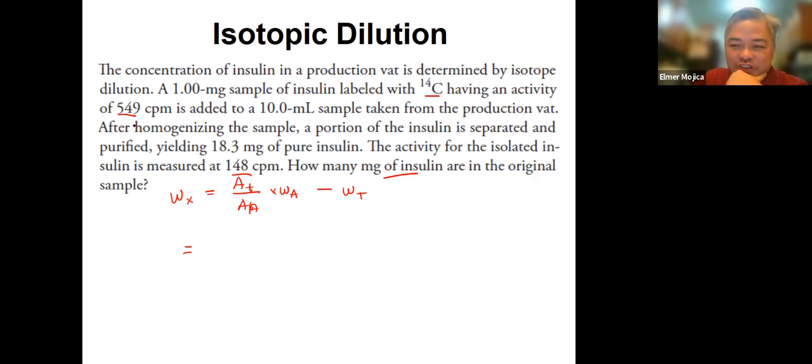Where do we assign 549? So as I told you, the A of A is always less than A of T. Okay? A of A is the isolated sample, and your isolated sample here has 148. So we could say this is 549 CPM over 148 CPM.